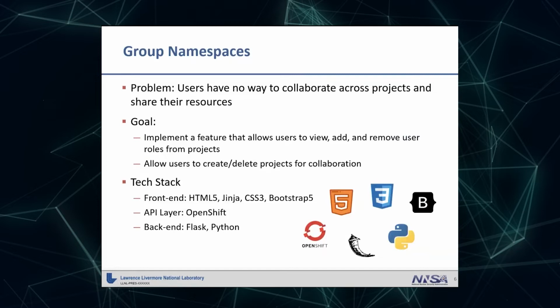First, we wanted to implement a feature that would allow users to view, add, and remove user roles from various projects. We also wanted users to be able to create and delete projects for collaboration purposes. On the front end, we used HTML5, Jinja, CSS3, and Bootstrap 5. On the API layer, we used OpenShift, and on the back end, we used Flask as well as Python.